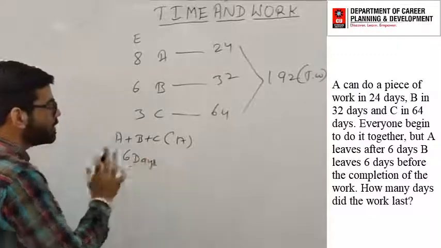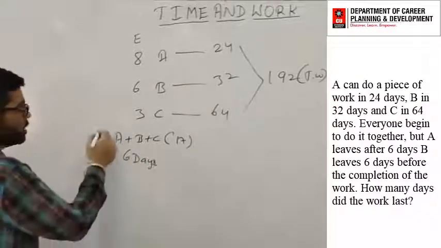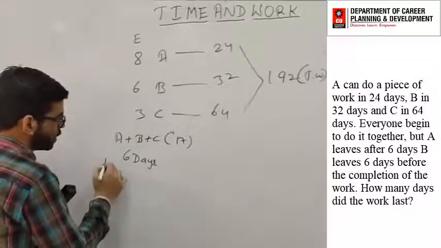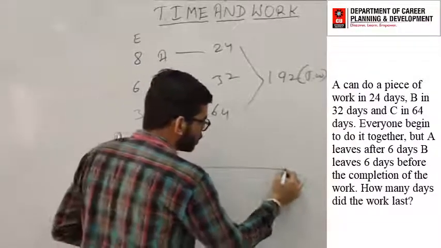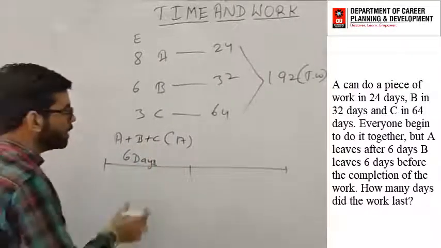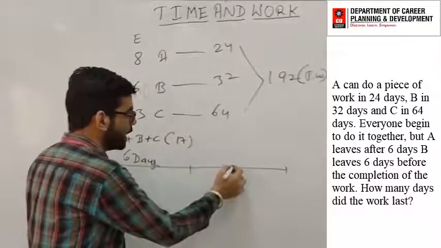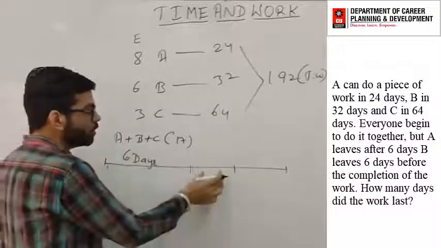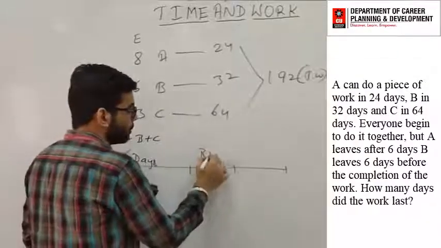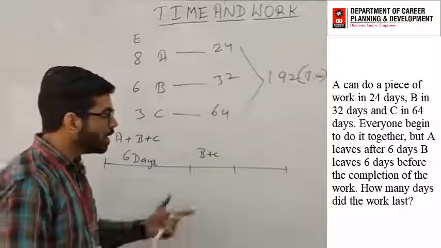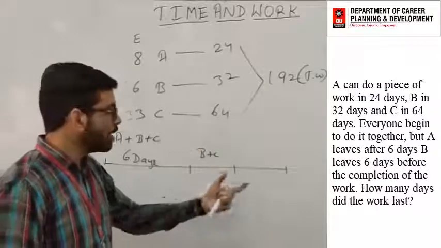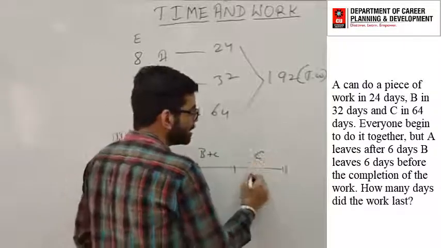Okay, so let's make a chart to understand better. First of all, let's take this as your total work. For the first part, A, B and C are working. They have worked for 6 days. Then A leaves. So from here only B and C are working. And in the last 6 days, as per the question, B leaves. In the last 6 days, only C has worked.